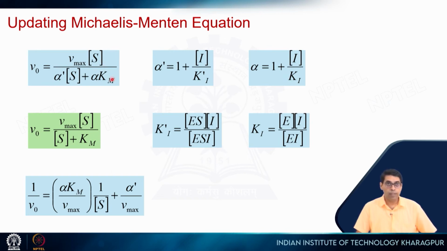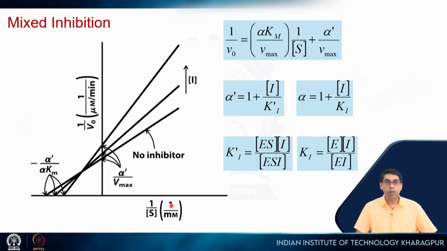So if we linearize this equation, it will look like this. My Km is getting multiplied by alpha, and my 1 by Vmax gets multiplied by alpha dash, right? So here my slope will increase and my y-intercept will also change. So you see that this has shifted, and how it will look will depend on the combination of the relative values of alpha and alpha dash, right?